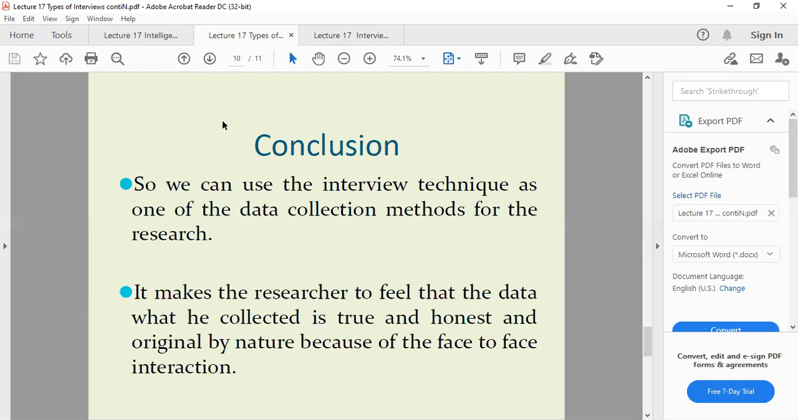One can use interview techniques as one of the data collection methods for research. It makes the researcher feel that the data collected should be truthful, trustworthy, honest, and original by nature because of the face-to-face interaction.